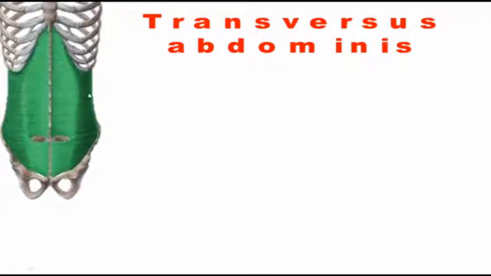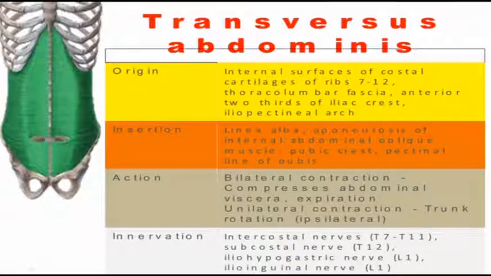The transverse abdominis is the next muscle which we will learn about. It is called the transverse abdominis muscle because its fibers are traveling transversely. It originates from the internal surfaces of the costal cartilages 7 to 12, and the thoracolumbar fascia here, and the iliopectineal line from here, and it goes all the way inside or medially, and then inserts into the medial line. As you can see, the insertion is on the linea alba, the aponeurosis of the internal oblique muscles, and the pubic crest here, and the pectineal line of the pubis over here.